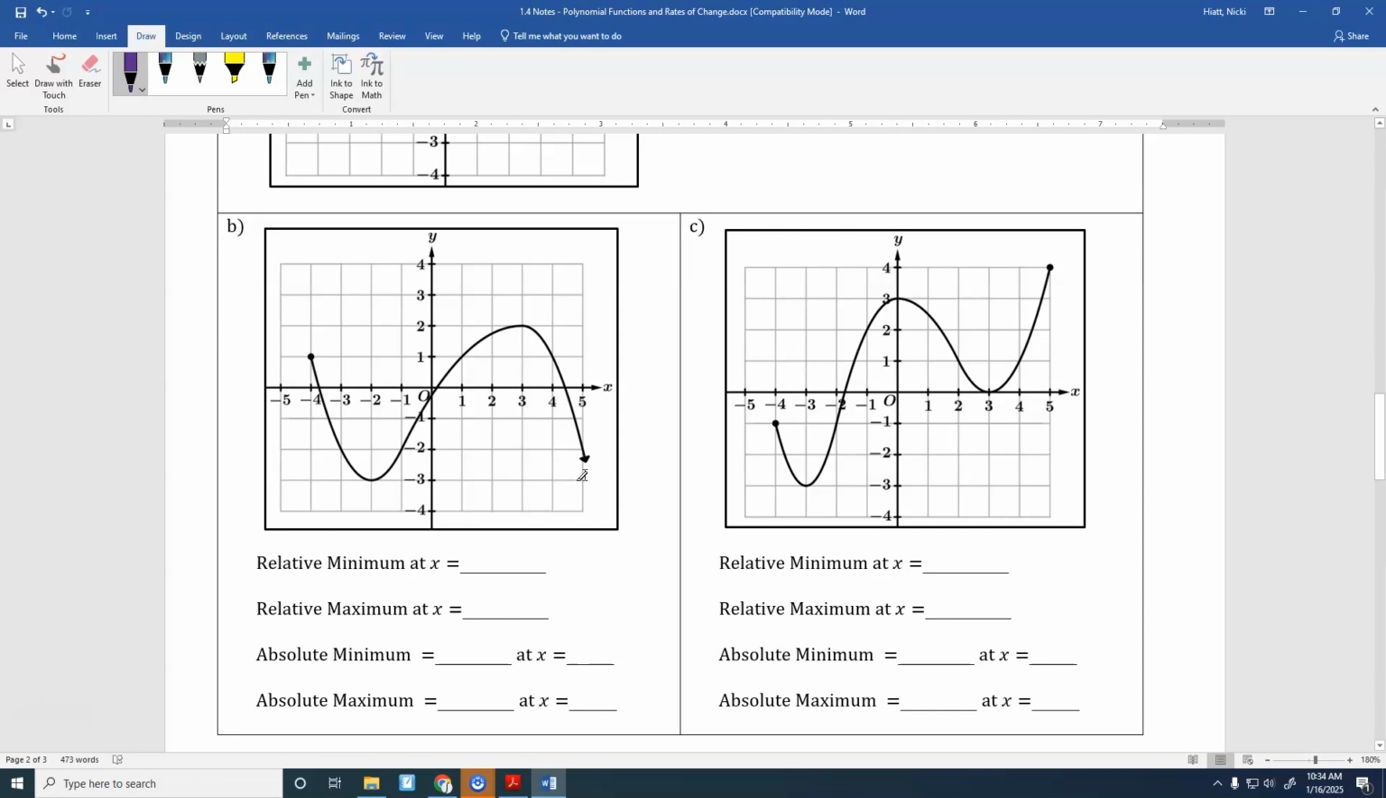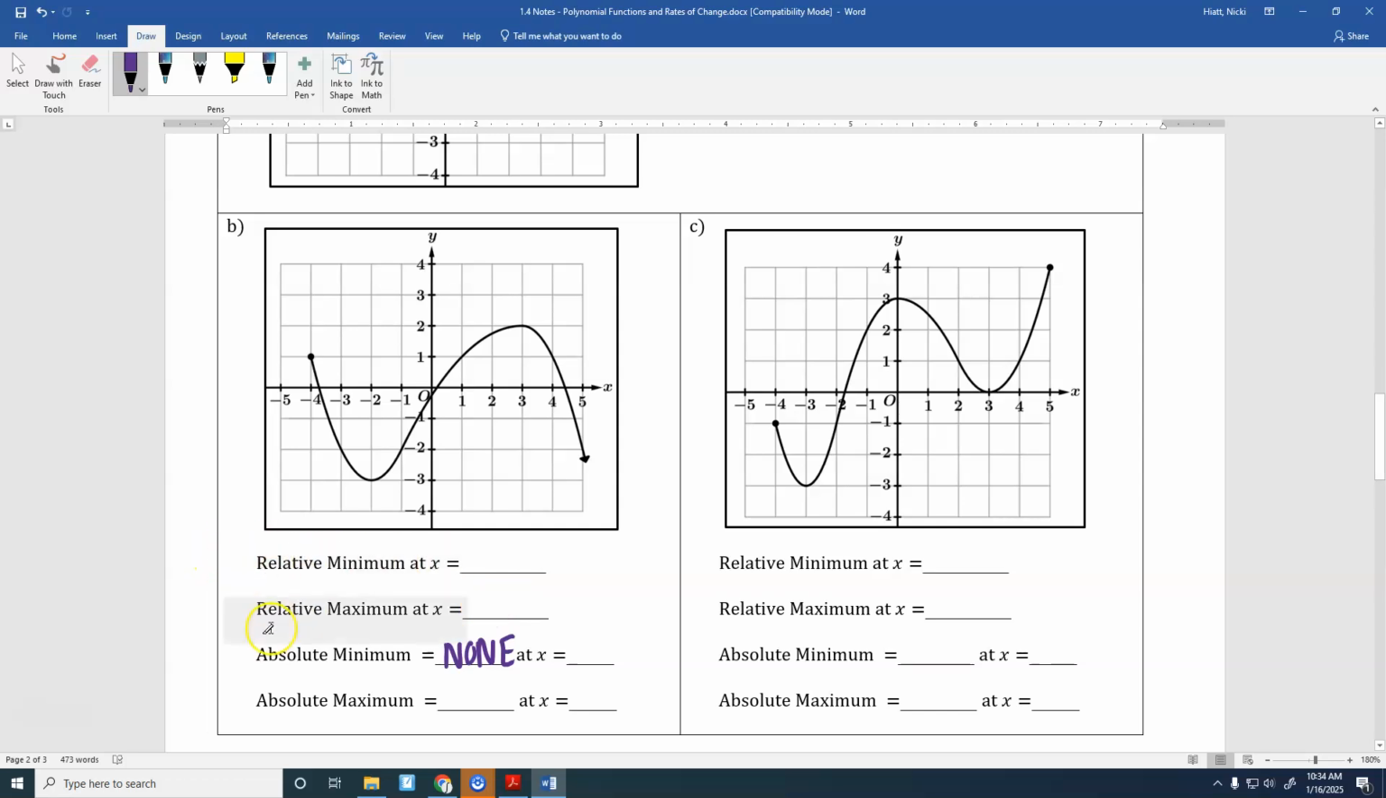Okay. For B, I'm going to check my endpoints first and see if I've got any arrows. That's good, because it's tricky. There, I've got an arrow that goes down in this direction. What does that mean I'm going to have or not have? We're not going to have an absolute minimum. So I'm going to put none here because this goes down forever, right?